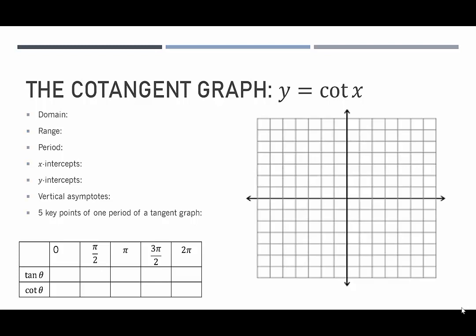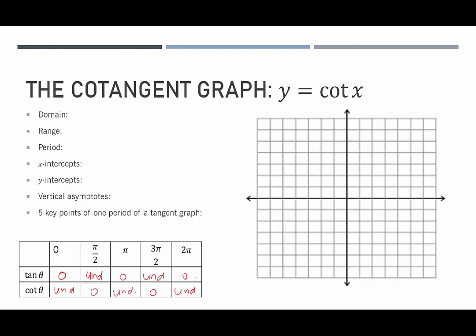For our next example, we're going to look at the graph of y equals cotangent of x. And again, what we'll do is we'll fill in the table first, and then we'll talk about the rest of the information about this graph. So we might recall that tangent, this was 0, this is undefined, this was 0, this was undefined, and this was 0. Well, cotangent is going to be the exact opposite of that. So this is going to be undefined, and this will be 0, and this will be undefined, 0, and undefined.